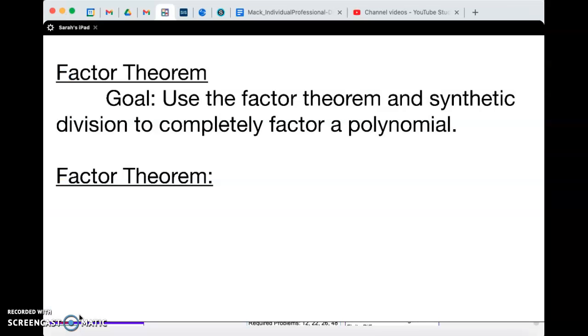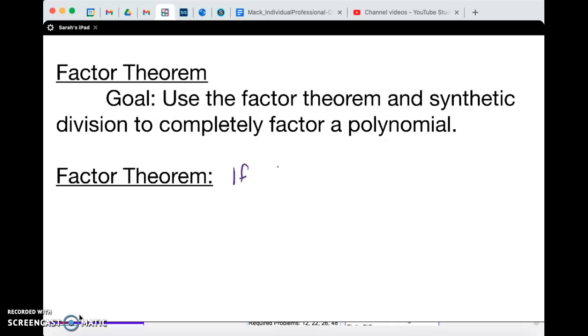Okay, so factor theorem, so we're still working with synthetic division. We're just going to be factoring a little more, so we might have to factor the quadratic by doing AC method or difference of squares or something like that. Okay, so factor theorem looks like this.